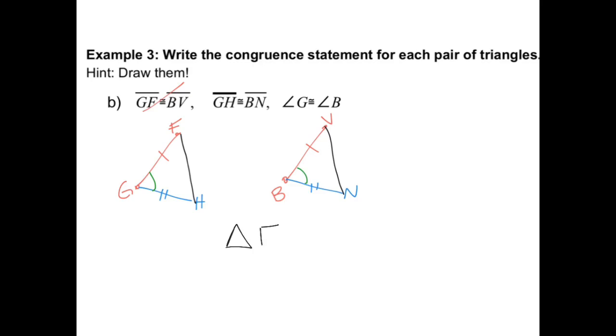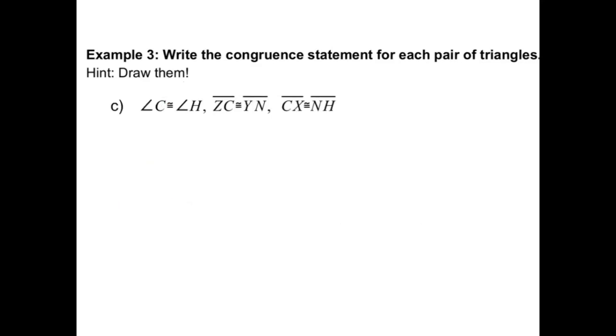So I'm gonna go triangle FHG is congruent to triangle VNB by side, angle, side. So what's just a little bit different about this problem is that it starts by giving me an angle relationship, and I don't want to start with the angle relationship when I'm drawing. I'm going to go ahead and start with my side relationships that they're giving me here.